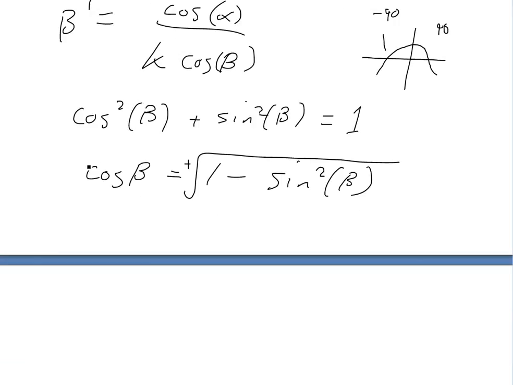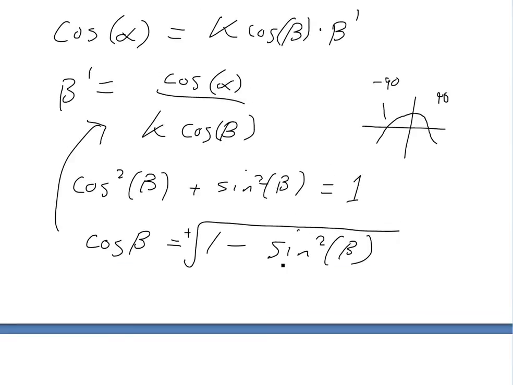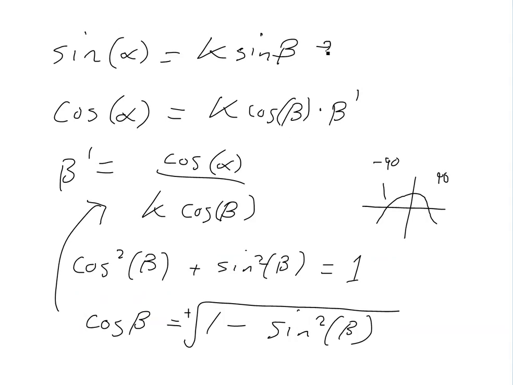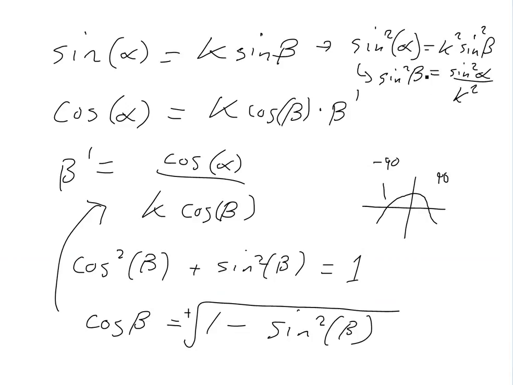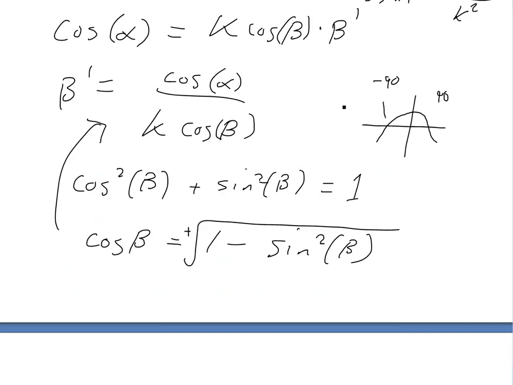So once we plug this back in, well, actually before that, we know that sine squared beta, just look at this one here, square both sides, we get sine squared alpha equals k squared sine squared beta. Then you rearrange this one: sine squared beta is equal to sine squared alpha divided by k squared. Then we plug that in here, so we get cos beta is equal to the square root of 1 minus sine squared alpha over k squared. And then we plug this back in up in here.